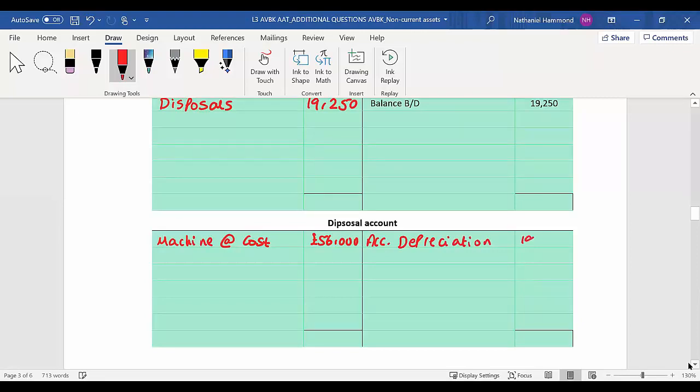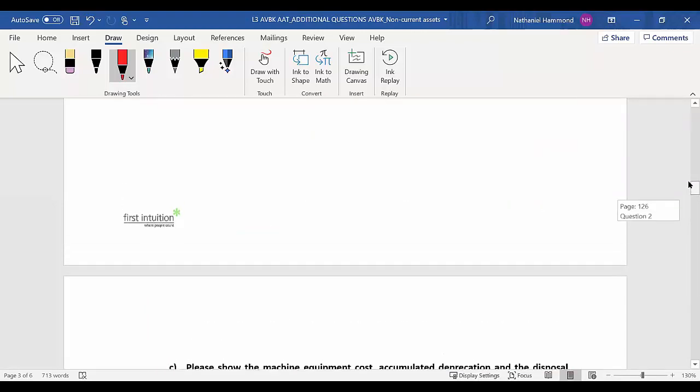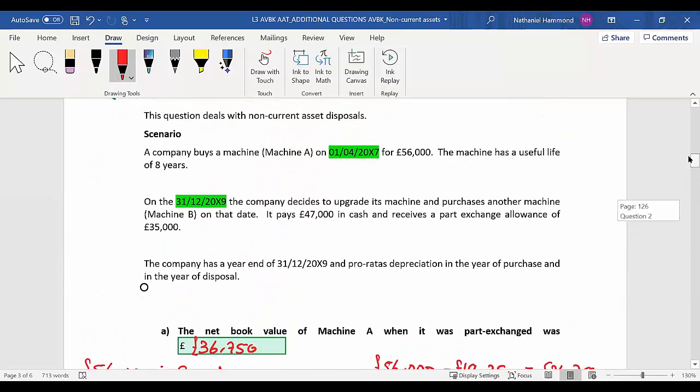For the exact same figure. Okay, so that is the simple part. Now we start looking at part exchange allowances. Things get a little more convoluted, perhaps a little more tricky. So let's just very quickly revisit the question and highlight some key figures here.